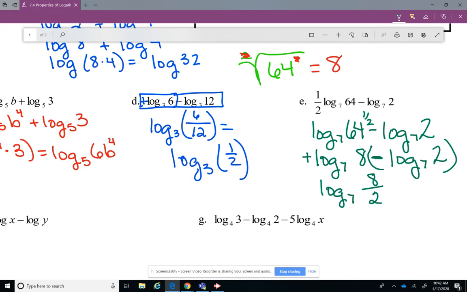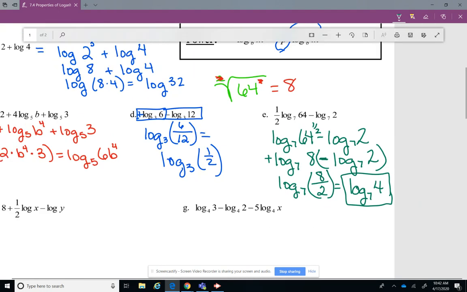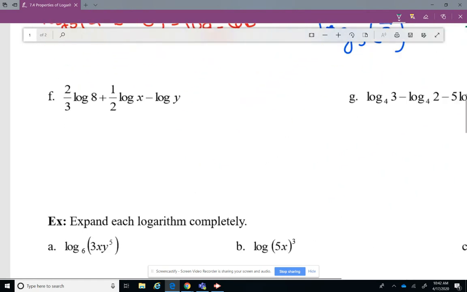So log base 7 of 2. All right, so I'm going to put parentheses around this, and now we're going to simplify. Log base 7 of 4, and that is our single logarithm. We condensed it.